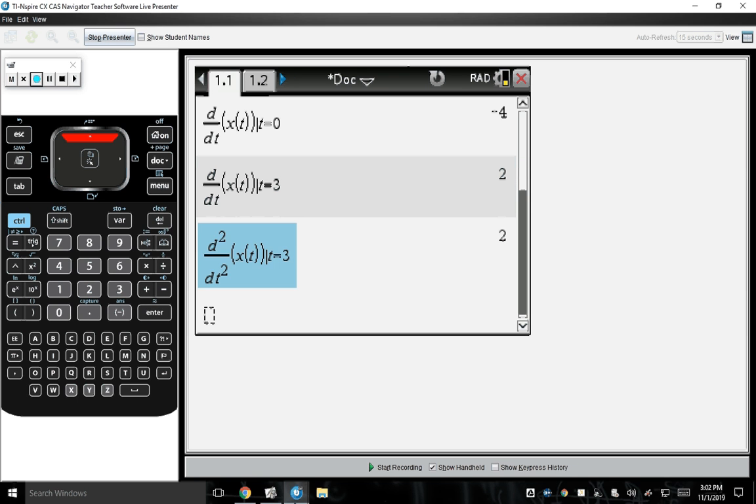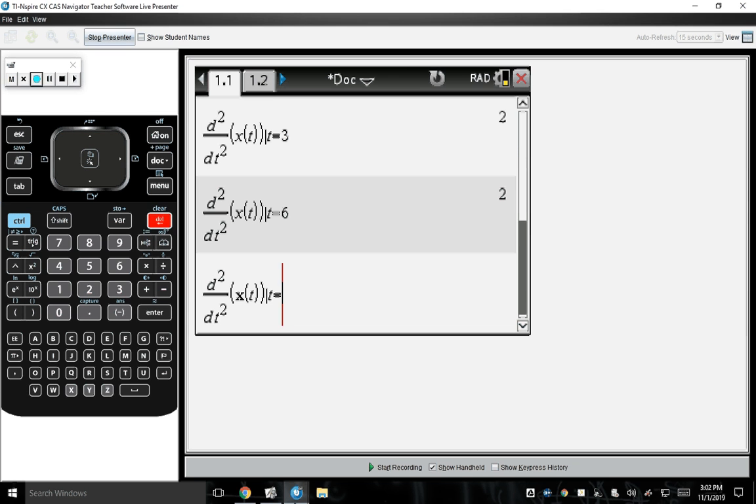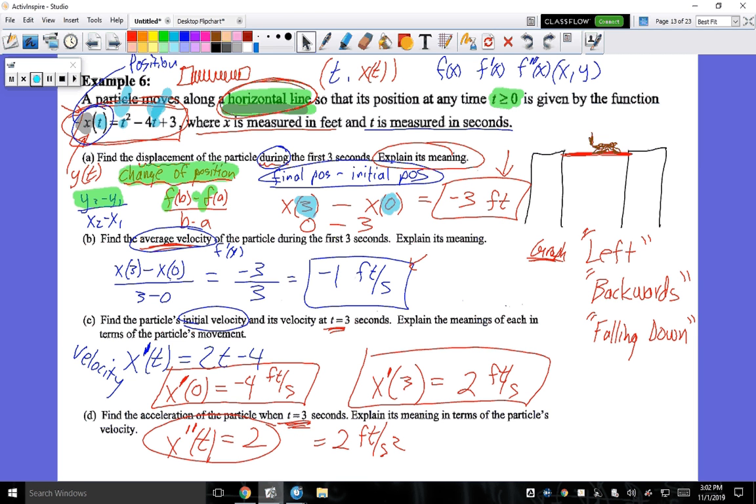When I derive it twice, it'll give me the acceleration at 3 seconds, which in this case is 2. And yes, just like we did from before, it doesn't matter what seconds, it's still going to be 2. And I'll just do one more, okay? And you see that constant acceleration is still 2. Okay, so let's finish this off.